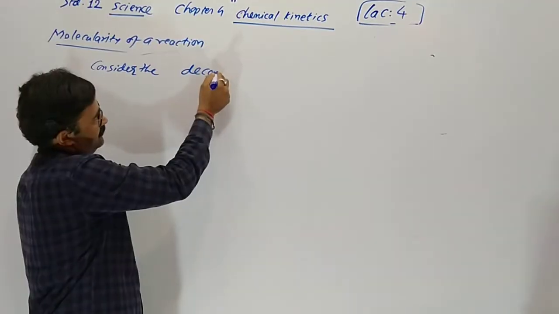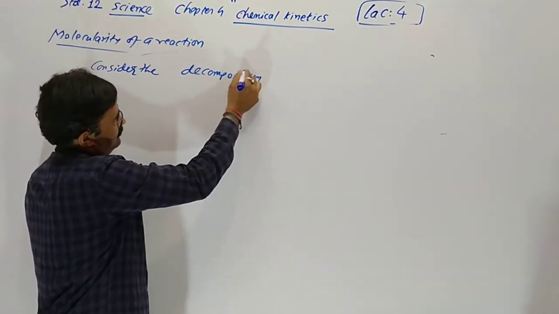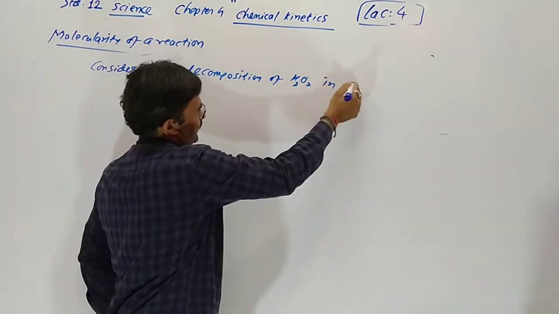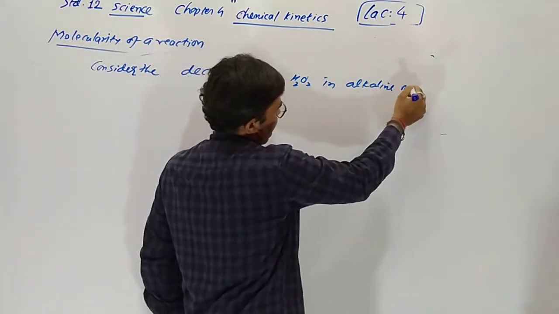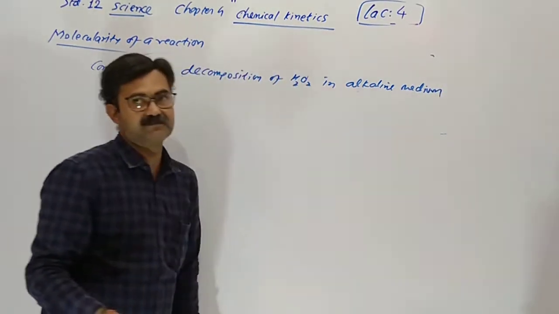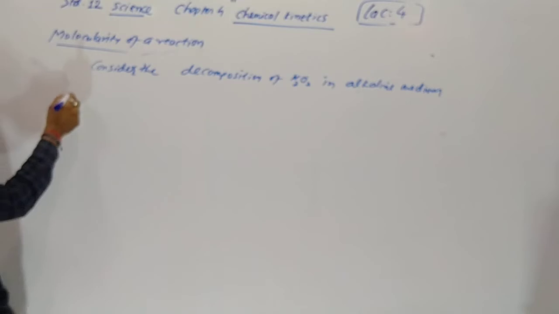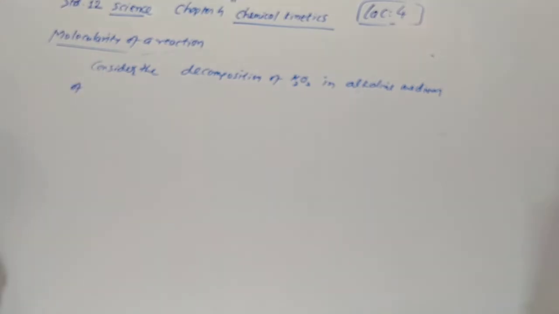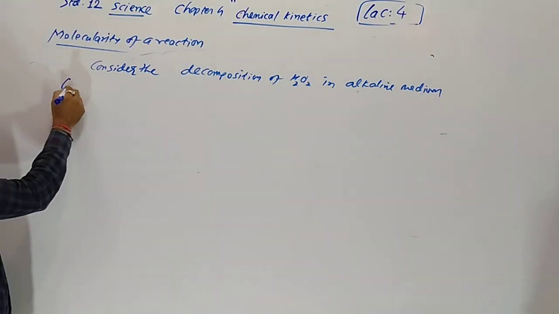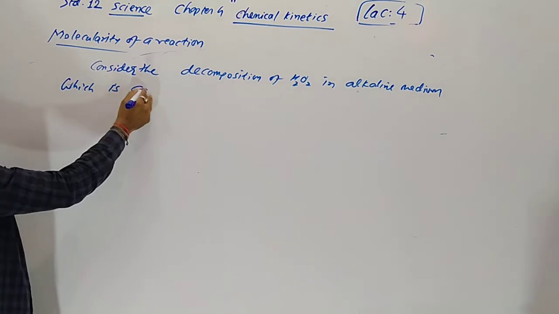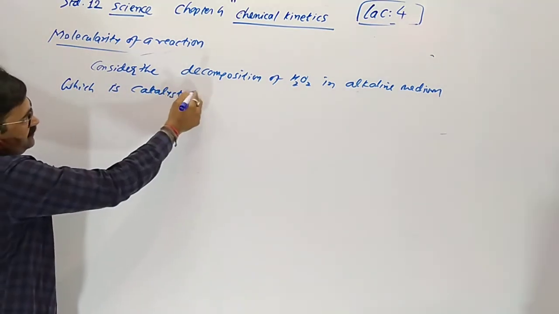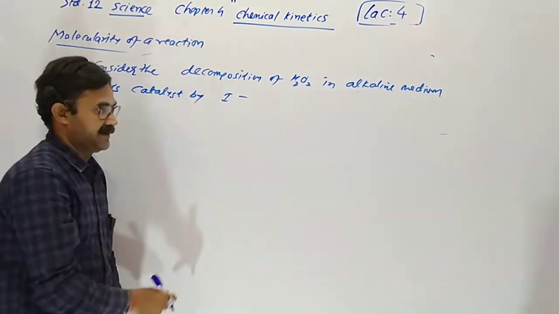Consider the decomposition of hydrogen peroxide in alkaline medium, which means basic medium, which is catalyzed by iodide ion, I minus.